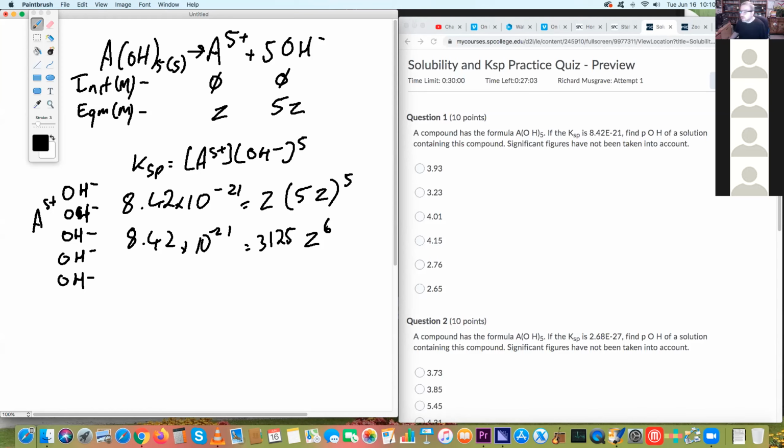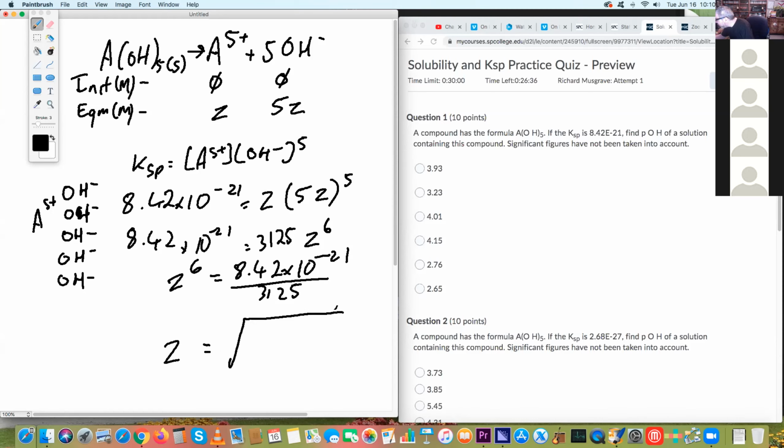I'll stop there for a second. Is everybody okay with that? The Z to the sixth, how I'm getting that? You're adding the Z to the fifth and the Z to the 1, correct? That's right. That's correct, Miriam. So the Z to the sixth then is going to equal 8.42 times 10 to the negative 21 over 3125. And if we want Z, we have to take the sixth root of that.